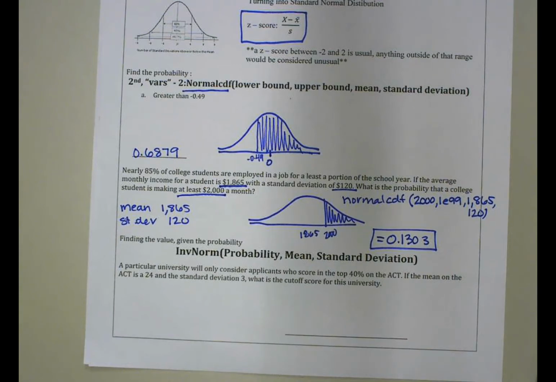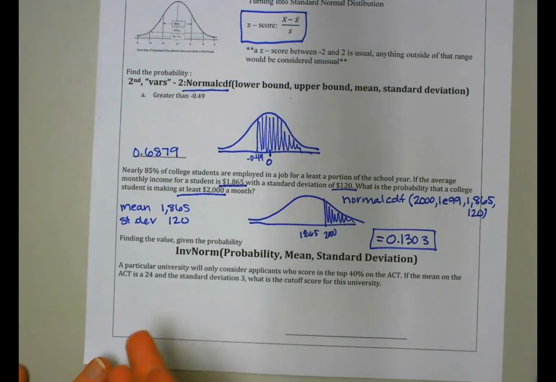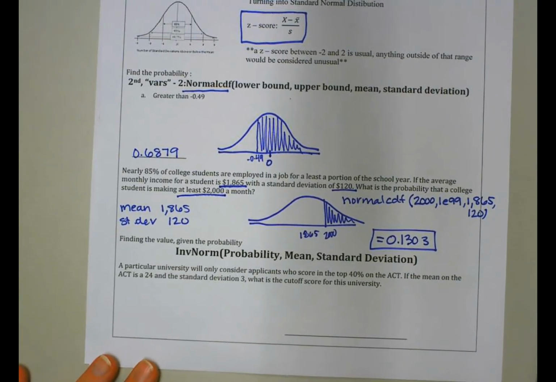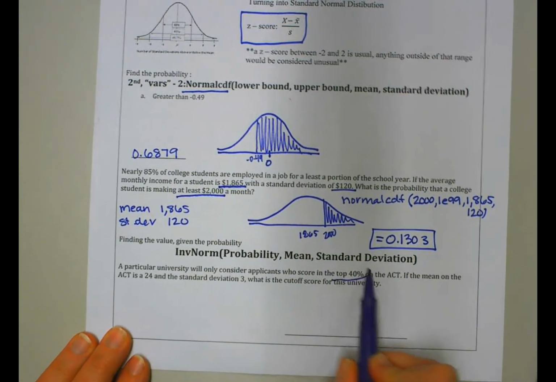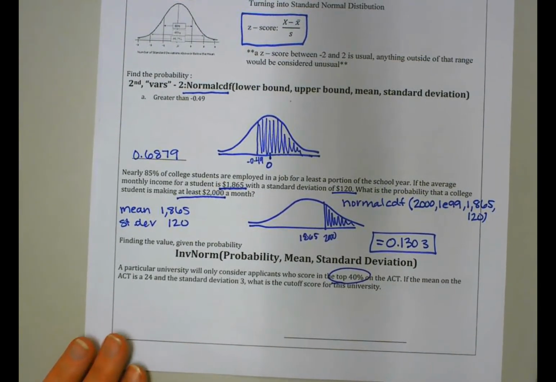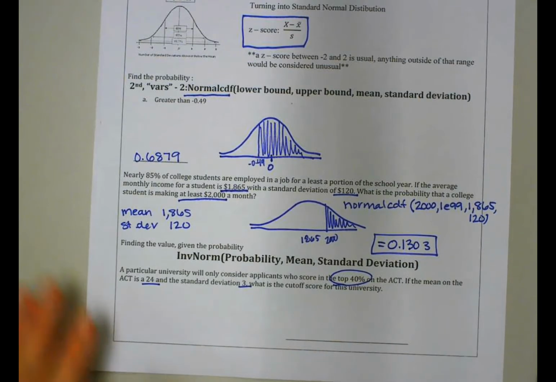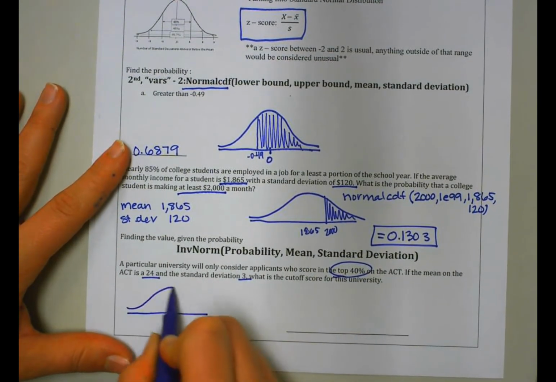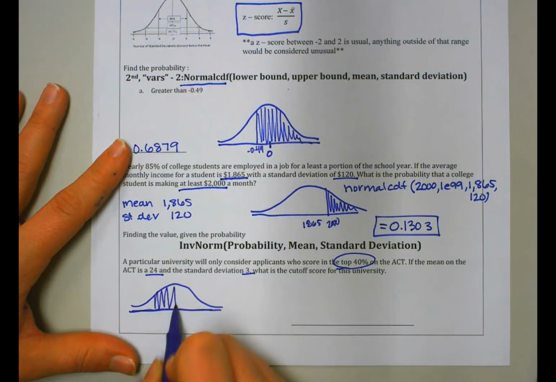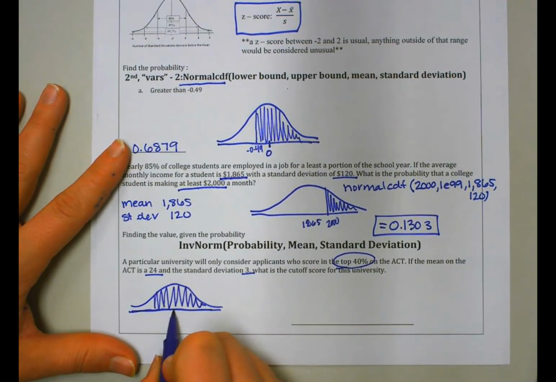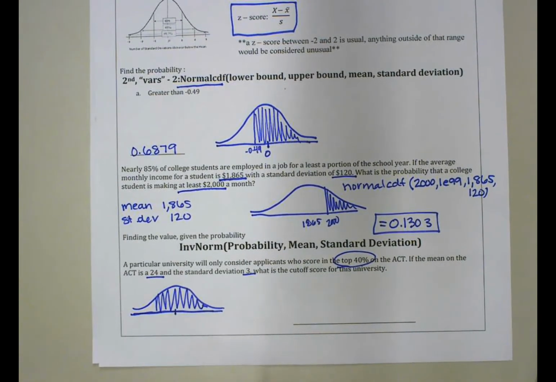is if we know the probability, but we're trying to figure out what number that represents. So for instance, a particular university will only consider applicants who score in the top 40% on the ACT. If the mean is a 24 and the standard deviation is 3, what is the cutoff score? So I know that on my curve, I want the top 40% of answers. So that means roughly about this, right? If this is my middle, it's a little bit past 50, a little bit more than 50%.